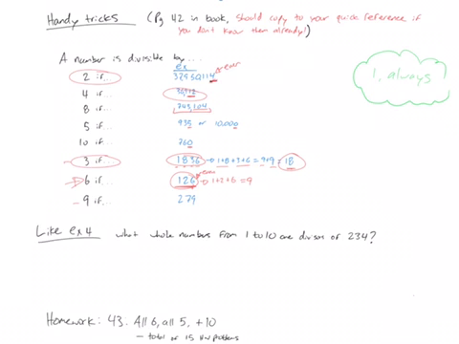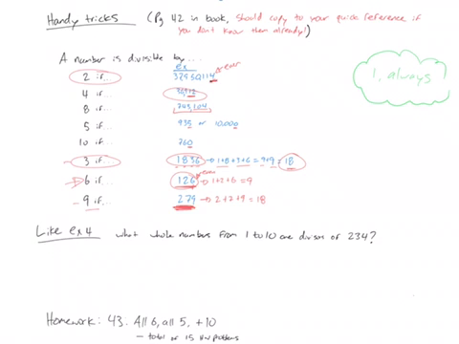And then the 9 is kind of like the 3. If I add up all those digits, 2 plus 7 plus 9, it's going to be 9 plus 9, which is 18. Is 18 divisible by 9? Well, yes it is. Therefore, this whole number is also divisible by 9. These are just some ways to help you figure out which numbers are factors of a number.